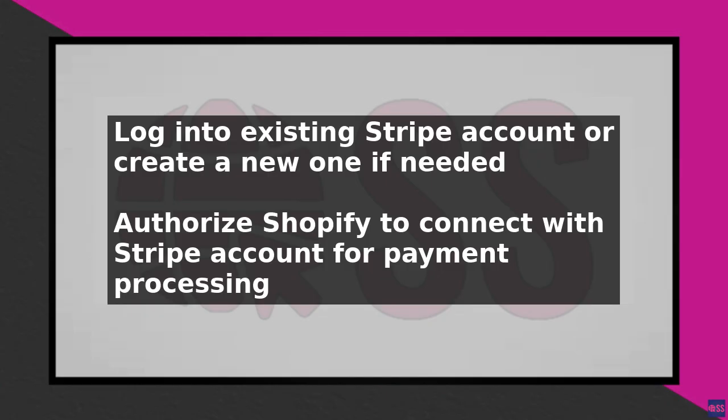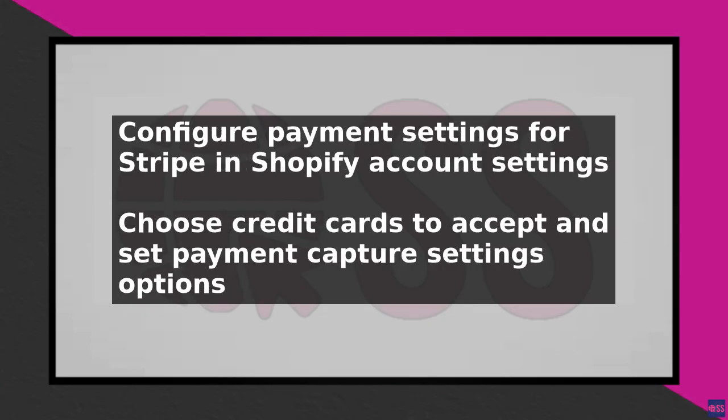You will then be redirected back to your Shopify account where you will need to configure the payment settings for Stripe. In the Payment Providers section, click on the Edit button next to Stripe to configure the payment settings. Here you can choose the credit cards you want to accept and set the payment capture settings. Make sure to test your Stripe payment gateway by placing a test order to ensure everything is working as expected.